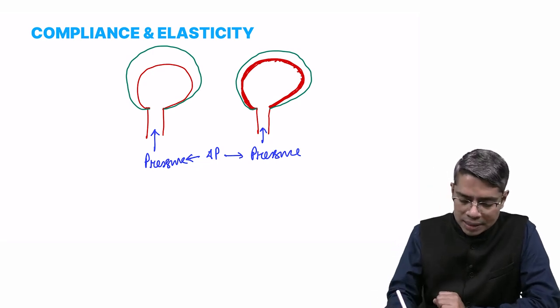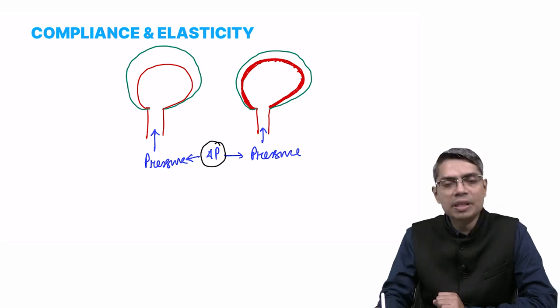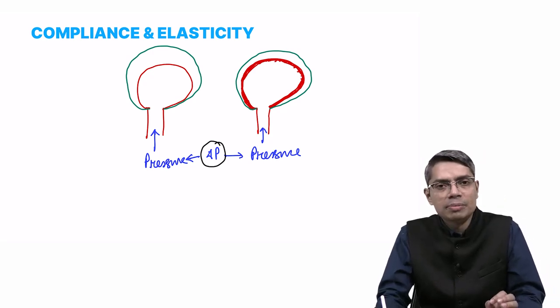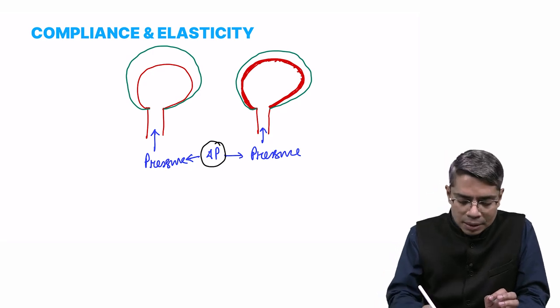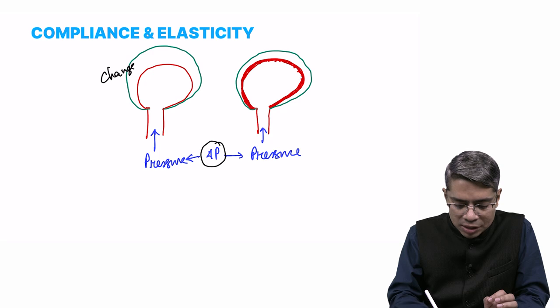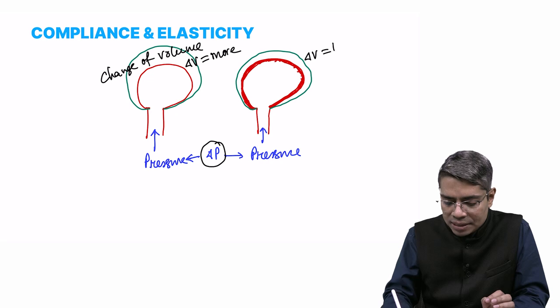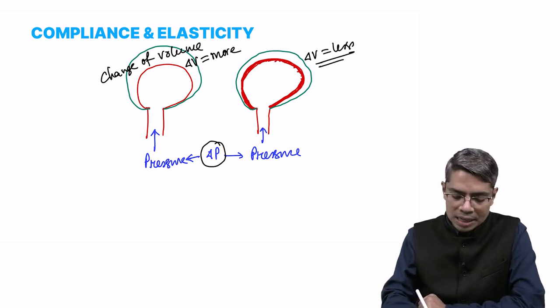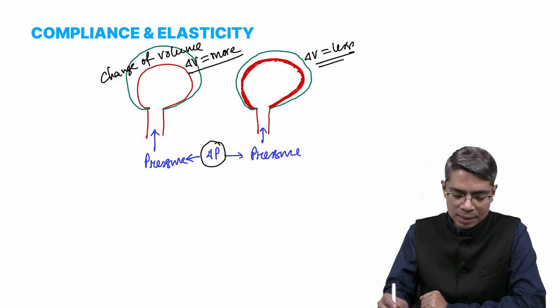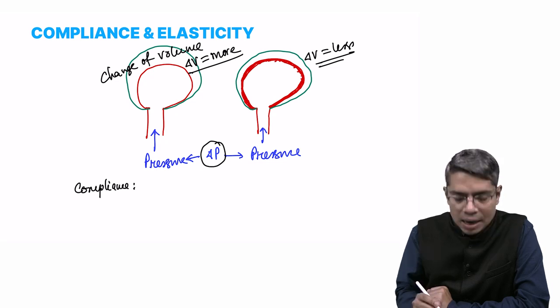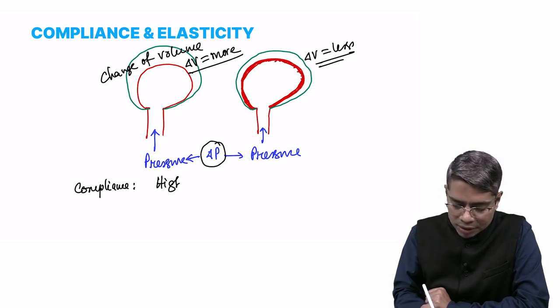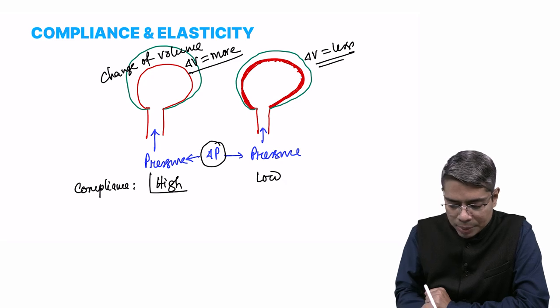In both cases, we have injected an equal amount of pressure, which means the pressure change that I am causing in both of these balloons is the same, delta P is equal. But for the same amount of delta P, the change of volume, delta V, is more in the first balloon and delta V is less in the second balloon. Getting my point? So if I ask you which balloon's compliance is more, you can easily answer that the compliance of the first balloon is very high and the compliance of the second balloon is low.